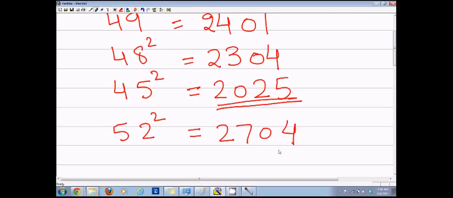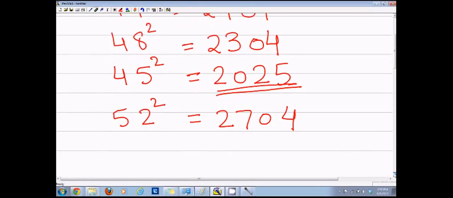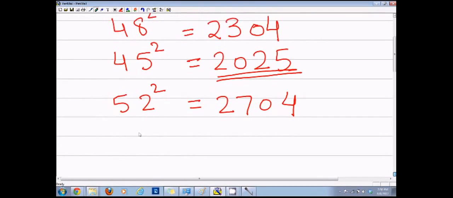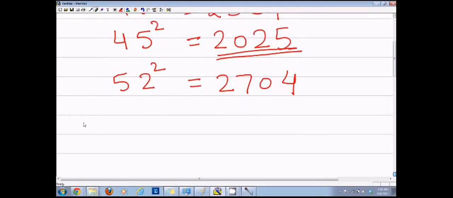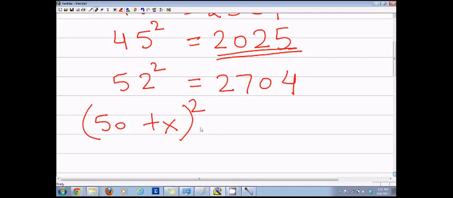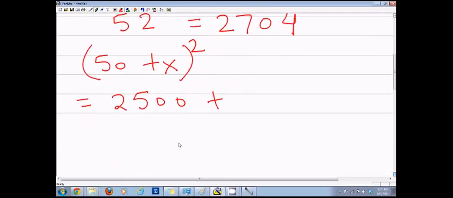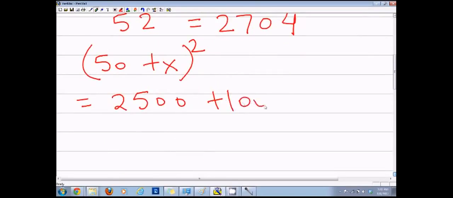So let's look at the proof. This is not magic, so I can show you how I come up with this trick. For example, if I have a number which is close to 50, so we have 50 plus x and we take the square. So (50 plus x) squared will be equal to 2500 plus 100x plus x squared.